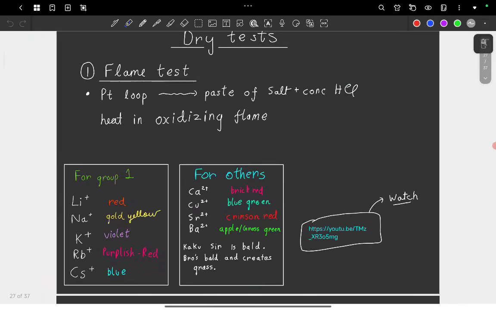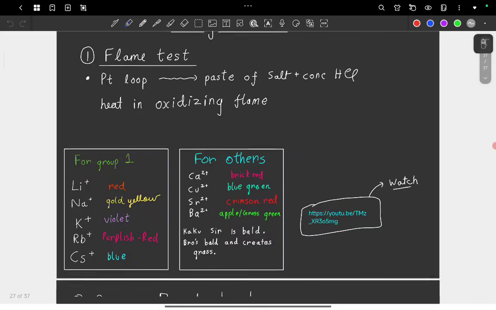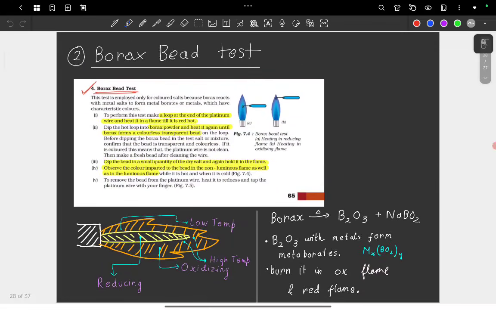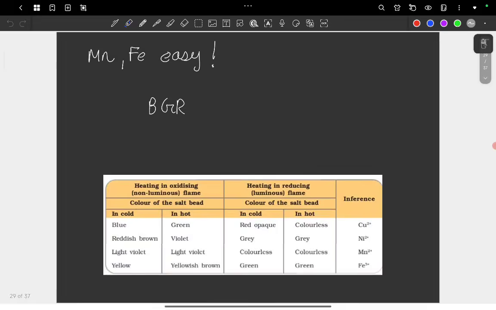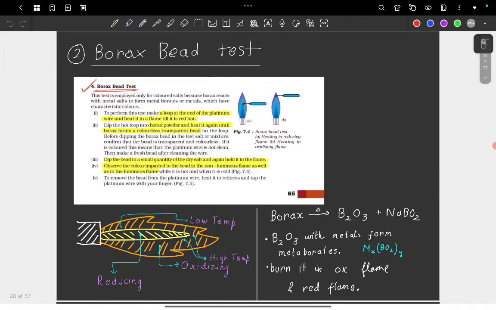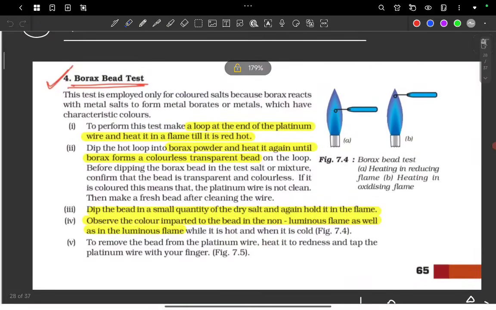So this was how you remember the flame tests. Now, this is going to trouble you a lot. Borax bead test. But this is a very theory heavy test, so let's learn about it.